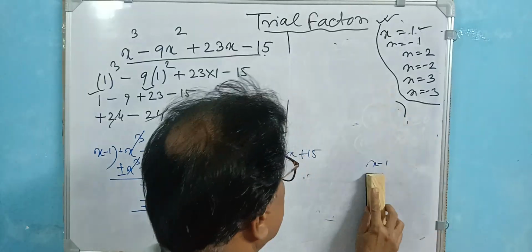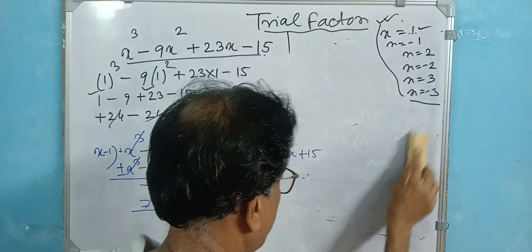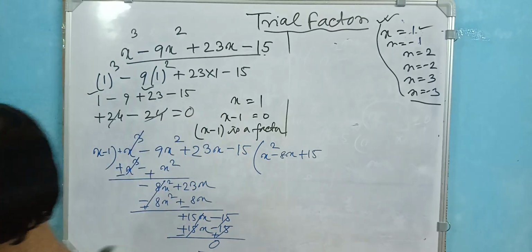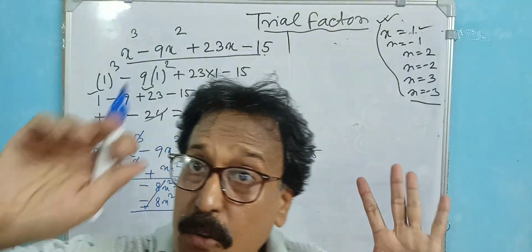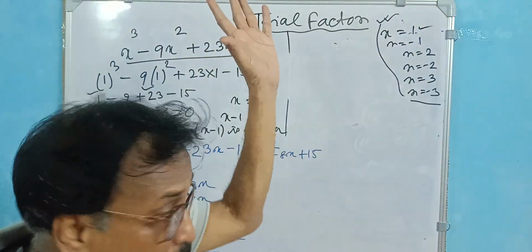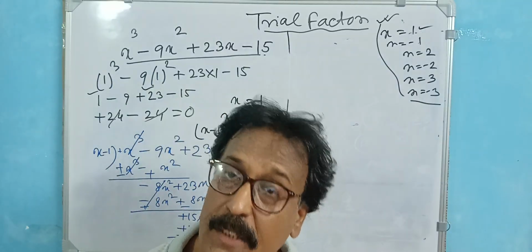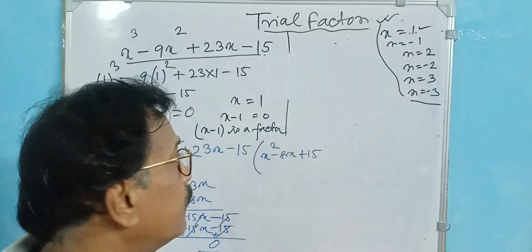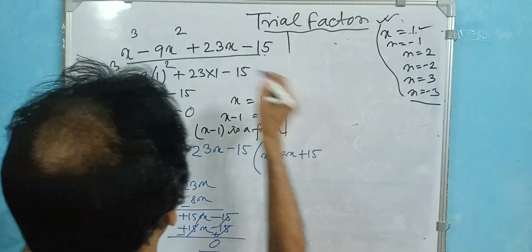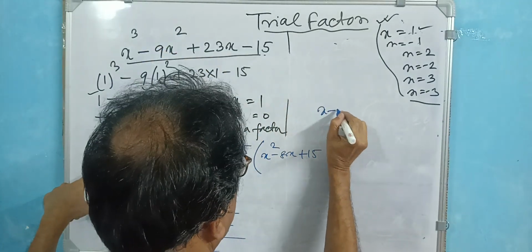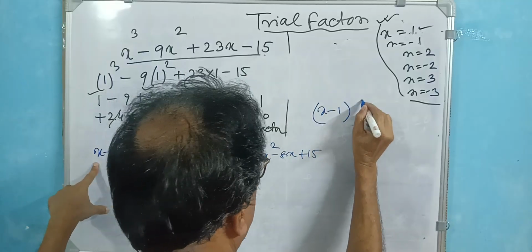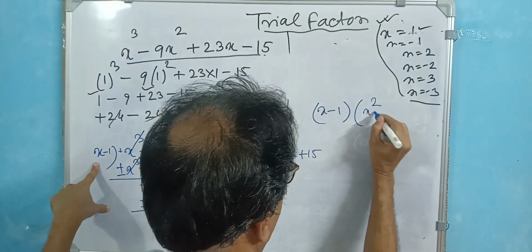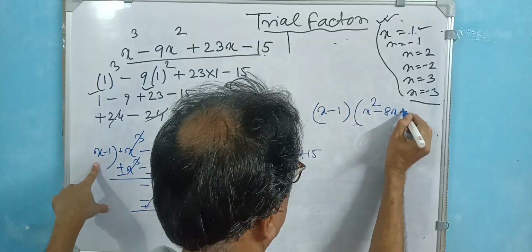One factor is this, a very interesting sum. This is called the trial factor. Students, understand this part very properly, just to understand properly. This is a very important sum. This is called the trial factor, and in class 10 it is a very important thing. So one factor is this: one factor is x minus 1 and the other factor is x square minus 8x plus 50.